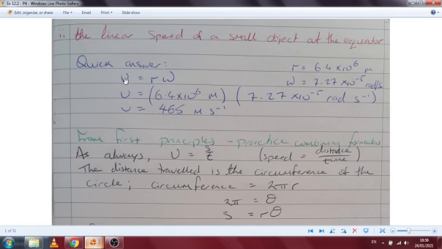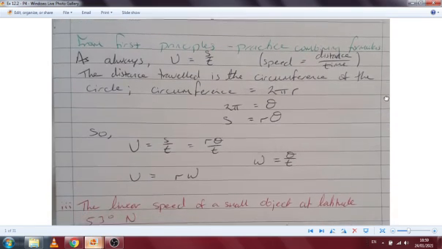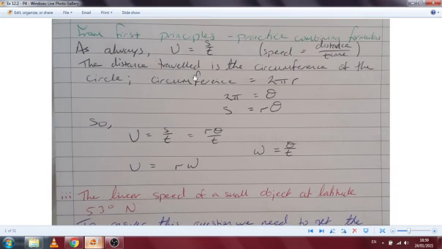And again, that's just a quick way of doing it. However, if you're interested, we can take a look at where this comes from, so kind of from first principles. So if we work step by step, not building on what we had before. As always, velocity is equal to distance over time. So that's our triangle. Velocity is equal to the distance traveled over the time taken.